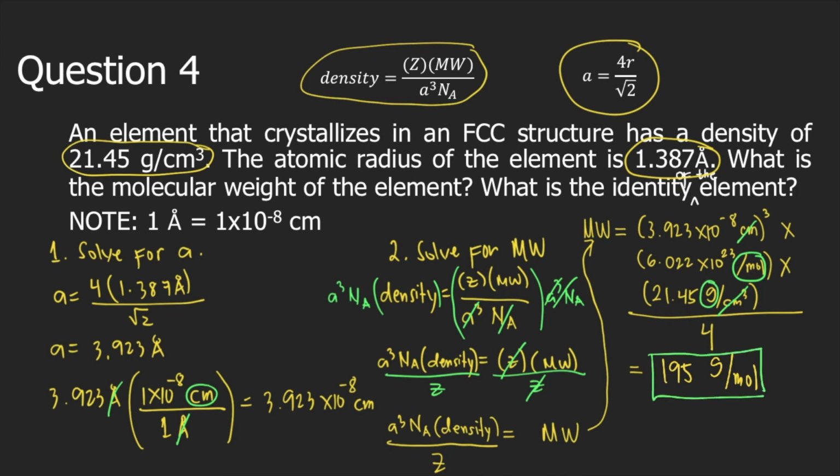The second question is asking for the identity of the element. If you check your periodic table, which element has a molar mass or molecular weight closest to 195 grams per mole? The answer would be platinum, or Pt. So the identity of the element is platinum.